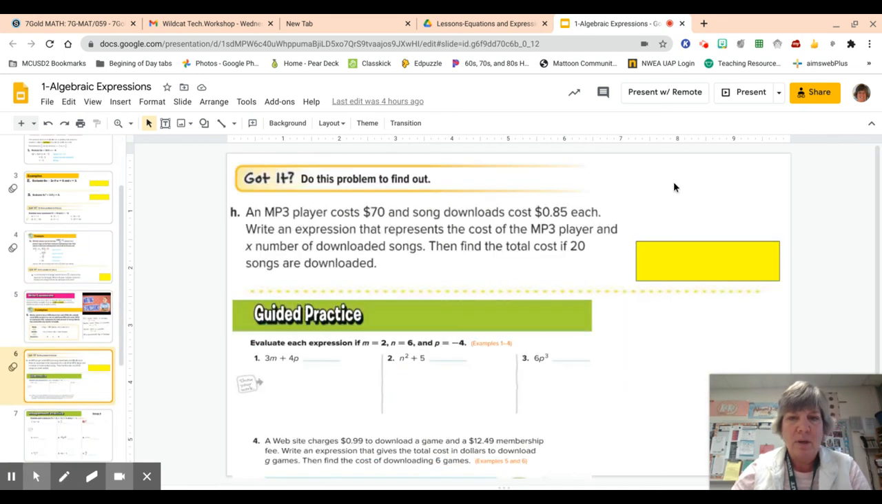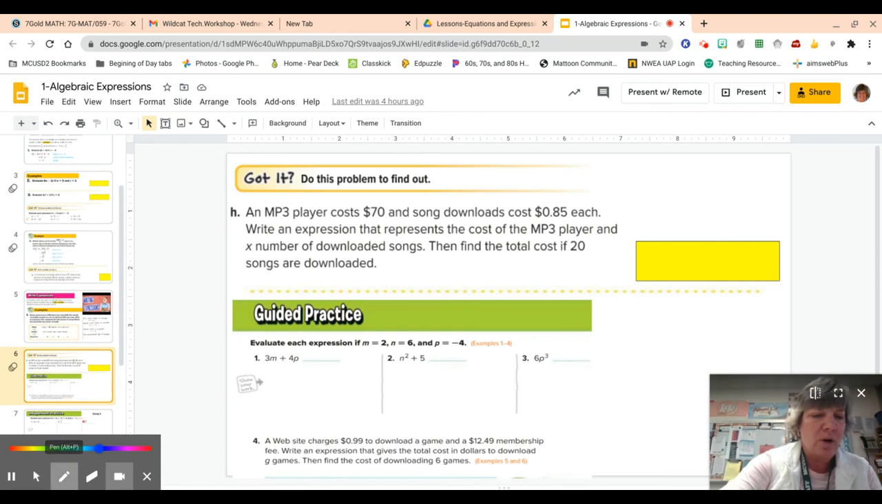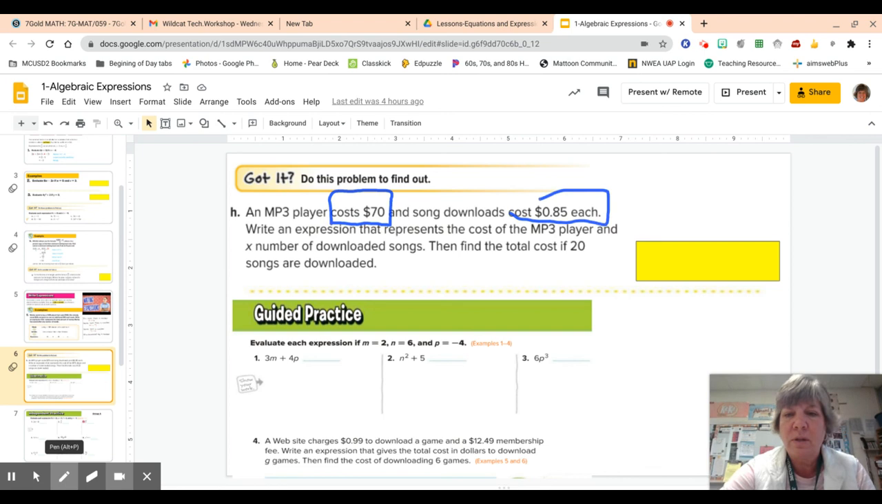Okay, so an MP3 player costs $70 and song downloads cost 85 cents each. So let's underline important information. Now, how many times are we going to buy the MP3 player? Well, just once. It says write an expression that represents the cost of the MP3 player and the X number of downloaded songs. So what do we do with the songs and the MP3 player? Well, we're going to add them together.